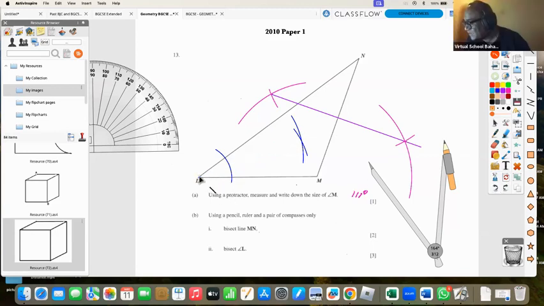We have to make sure that when we draw that line and look at it, this piece over here must look like the piece over here, the same size. And that is how we bisect a side and an angle.